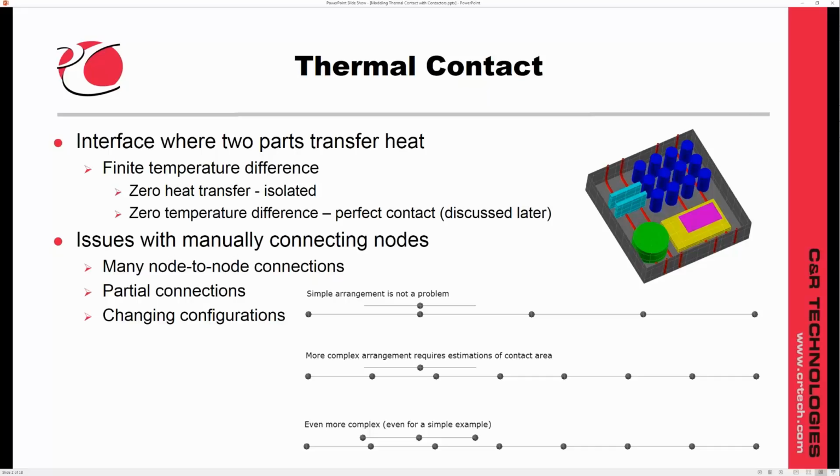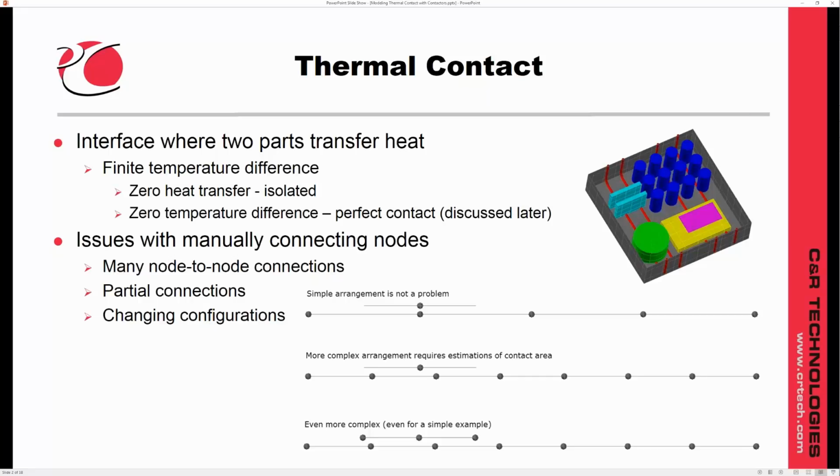Now, with a thermal contact, we assume that there is going to be a finite temperature difference with heat transfer. If there's zero heat transfer, the two objects are isolated. If you're expecting zero temperature difference, then really you need to be modeling perfect contact, and I'll be discussing that towards the end of the presentation. But here we're talking about imperfect contact with heat transfer.